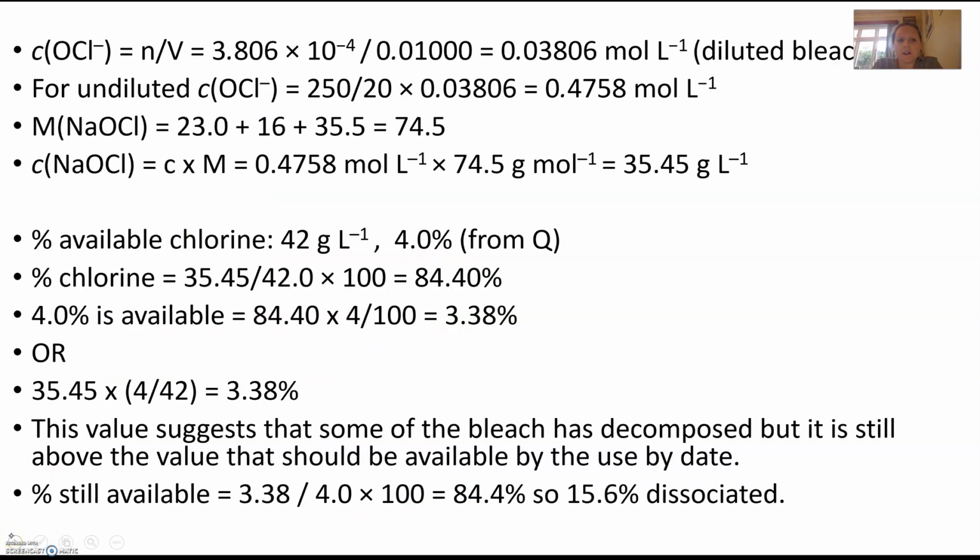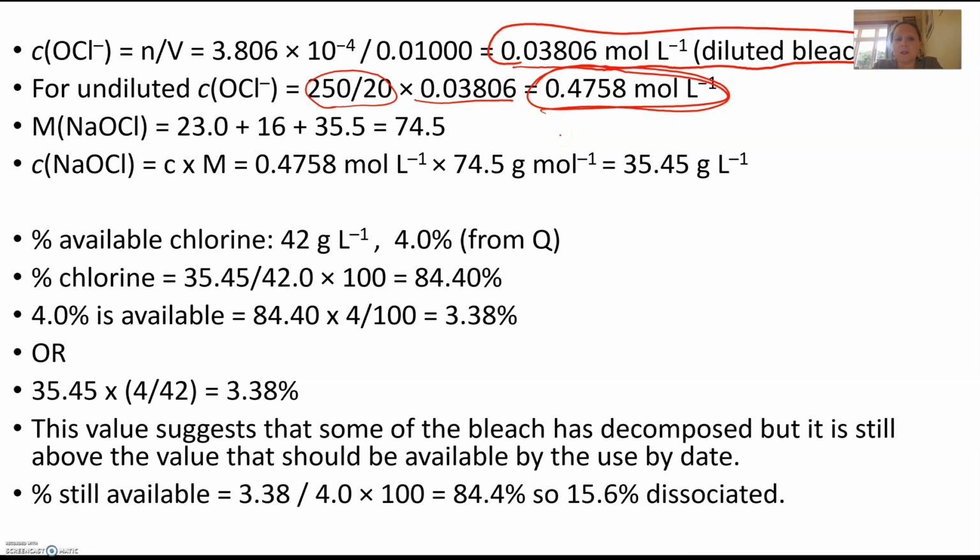So from there, if we've got the number of moles, we can convert that number of moles to a concentration. Now remember, our volume was 10 mL, so n divided by V, that's the concentration of our diluted bleach. Now from here, we need to work out what's the concentration of the undiluted bleach? They had taken 20 mL of undiluted bleach and diluted it to 250, and that's what our 10 mL was taken from. So that's our dilution factor, and we times that by the concentration of our diluted bleach, and this is our concentration of bleach in moles per litre.